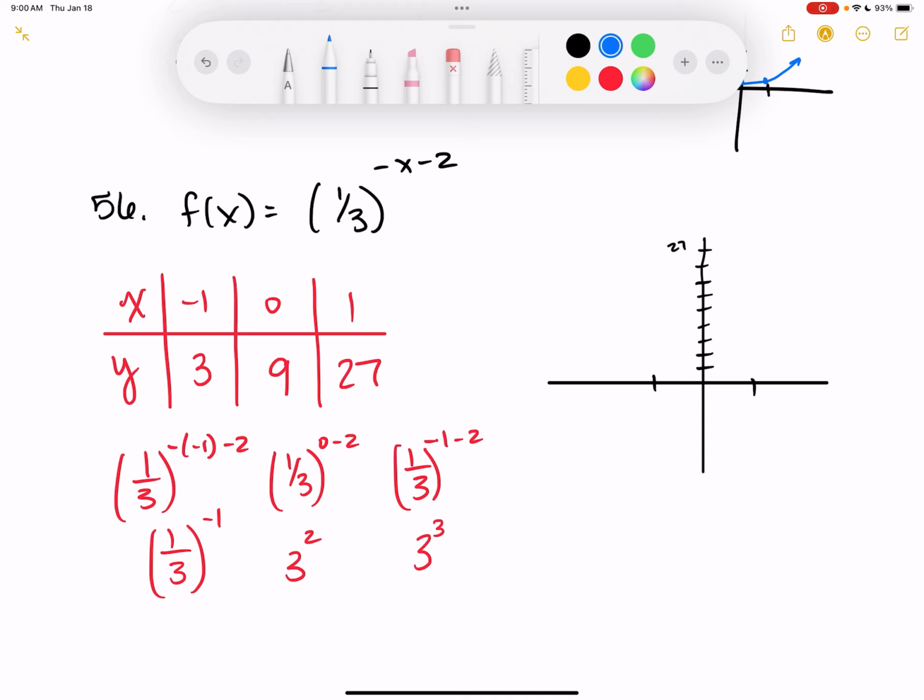Alright, so at negative 1, I'm at 3. So I've done increments of 3 on my y just to make it easier. At 0, I'm at 9. And at 1, I'm all the way up at 27.